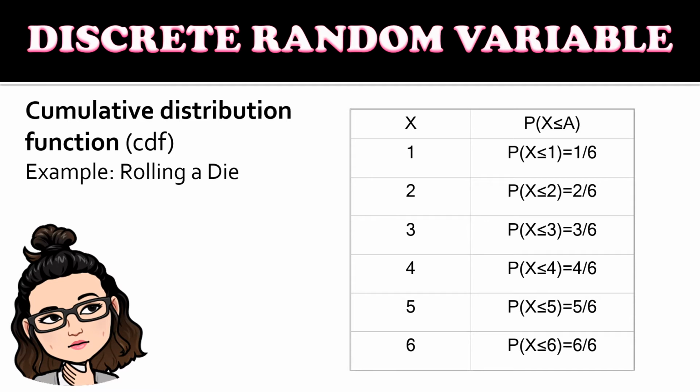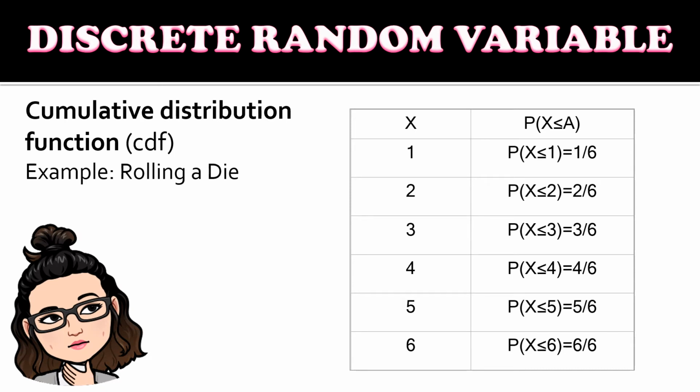From the previous table, the probability of getting a 1 is 1/6 and the probability of getting a 2 is also 1/6. So we just added the two of them. That's why you have 2/6. Next, we have the probability of getting lower than 3 or equal to 3. So we have 3/6. We just add the probability of getting a 1, a 2, and then a 3. That's why you have 3/6.